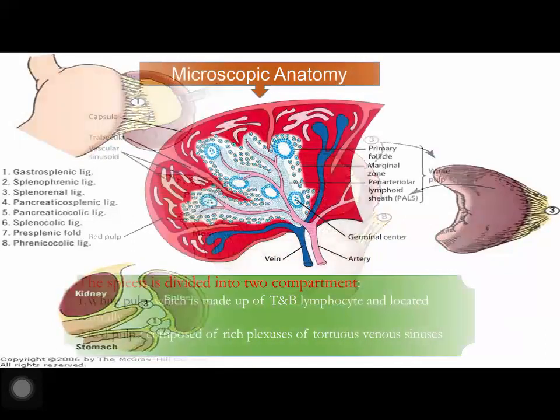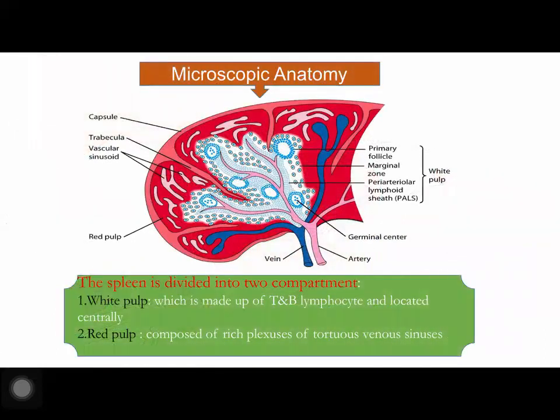Microscopic anatomy of the spleen. The spleen has two components microscopically, which are important in splenic imaging. White pulp centrally, which has T and B lymphocytes, and red pulp peripherally, which has a venous plexus.